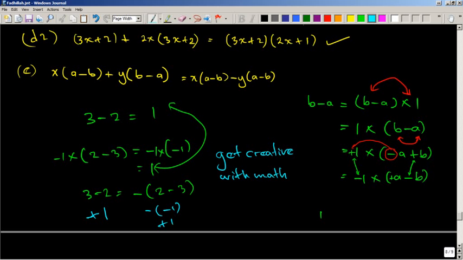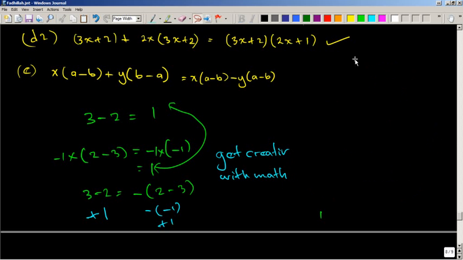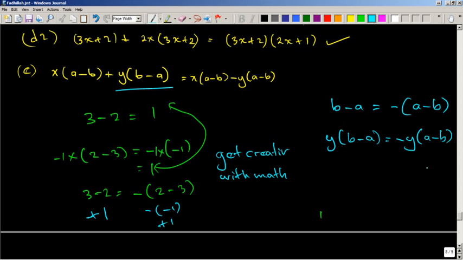I just want to make sure that you can comprehend from here that B minus A is actually equal to minus A minus B. Itu saja my point is. Then only you can comprehend this expression here. Y B minus A is actually equal to minus Y A minus B. Sama saja. Boleh faham tak sekarang, Fadhillah?